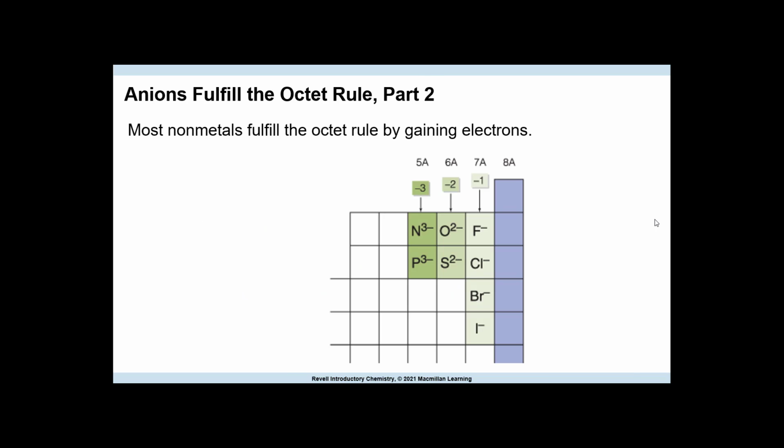Group 5A elements need 3 electrons. They have 5 electrons, they take on 3: 1, 2, 3. It needs 3 to get to an octet. Oxygen needs 2, and fluorine needs 1. So count how many away from the noble gases they are, and that will help you. The negative charge means it has more electrons than protons. So in 5A, nitrogen, and phosphorus right below it, have a 3- charge. These atoms gain 3 electrons to fill their valence level, and they form ions with a charge of 3-.